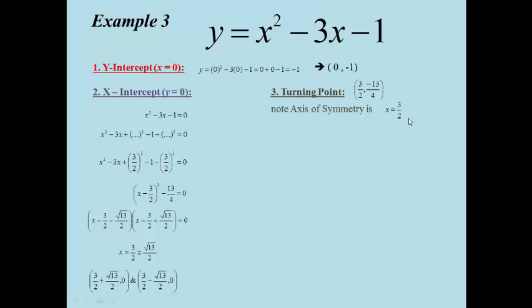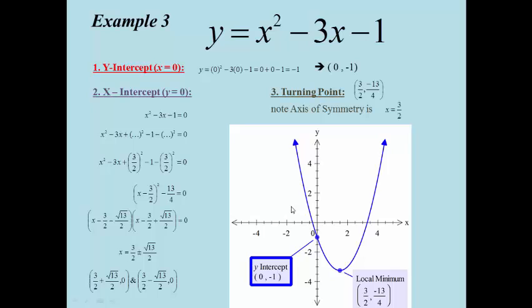The axis of symmetry is x equals 3 on 2. You note back here that the x-intercepts are symmetrical about that line. So both got 3 on 2. One goes positive 3 on 2 to the positive root 13 on 2 to the right, and then one goes, you subtract negative root 13 on 2, and you go to the left.